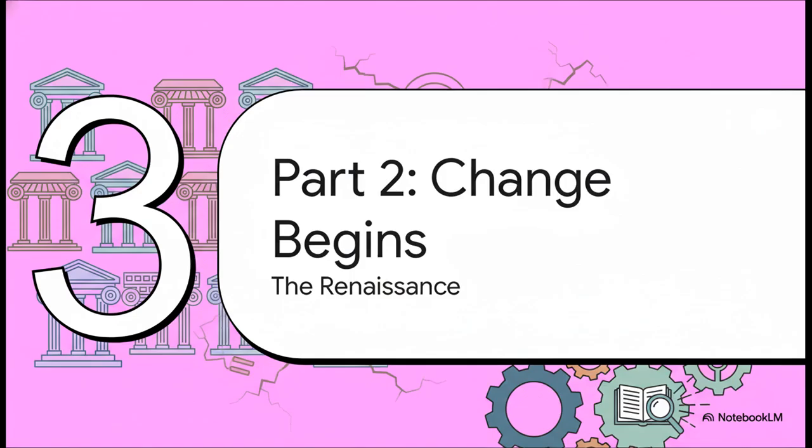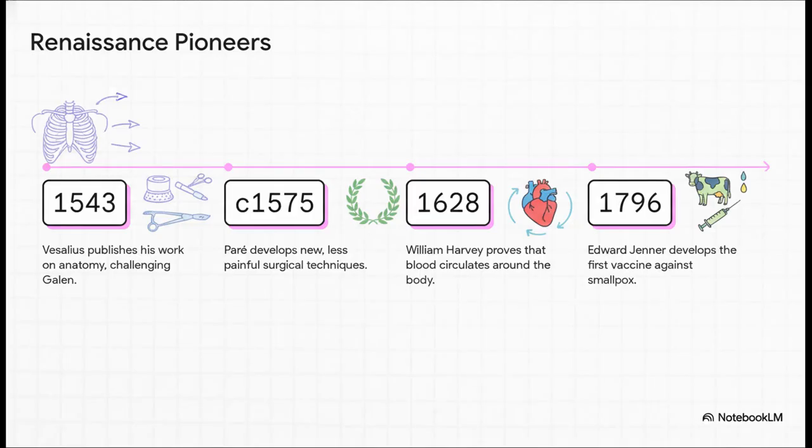Look, this wasn't some overnight revolution, but it was a really crucial period where the first cracks started to appear in those old medieval ideas. For the first time in centuries, people actually started to question authority and look for the answers themselves. And this new spirit of inquiry was led by some absolutely brilliant individuals. You had Andreas Vesalius, who started dissecting human bodies and proved that Galen, who had only ever worked on animals, was wrong on over 300 points.